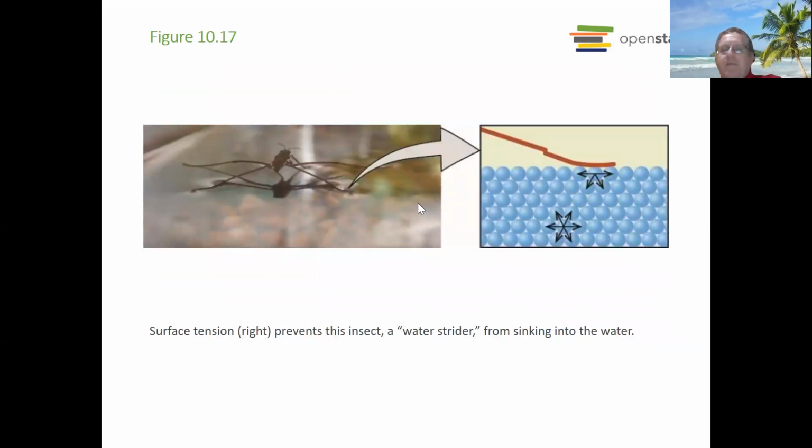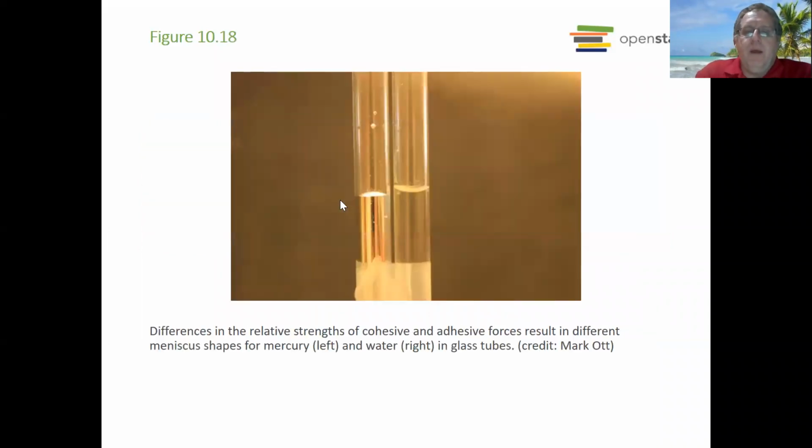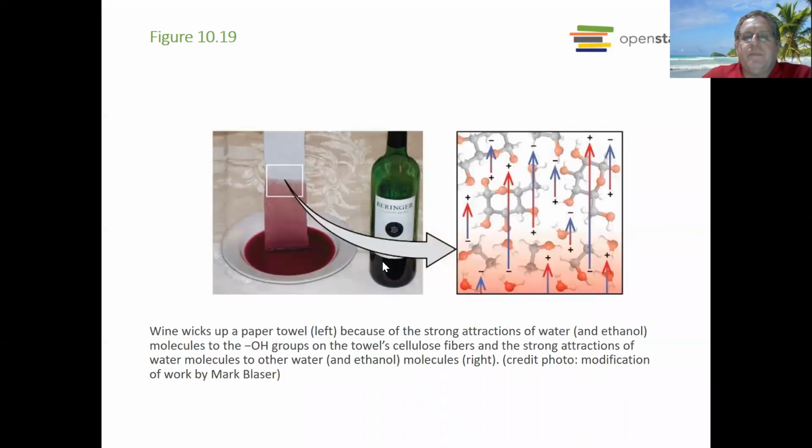Okay. We also have such a thing as surface tension, where a mosquito can sit on top of water, and water striders can walk on top of the water. There's a few other things that we see with surface tension as well. For example, the meniscus that we see in the lab. Now, on the right, you see a meniscus for water, and on the left, you see a meniscus for mercury. That's because of the different forces between the liquids and the glass walls.